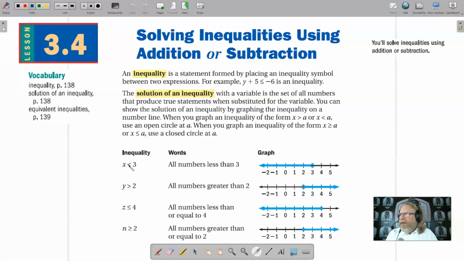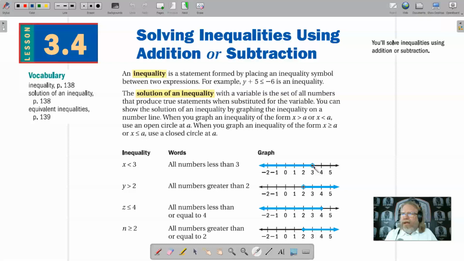Here in our inequality of x is less than 3, this is all numbers that are less than 3. And so on a number line, we know that all the numbers to the left of another number are less than that number. So that's why this arrow is pointing to the left. It's showing all the numbers that are less than 3. Notice that 3 is not included. That's what that open dot compared to that closed dot means. This means that that point is not included.